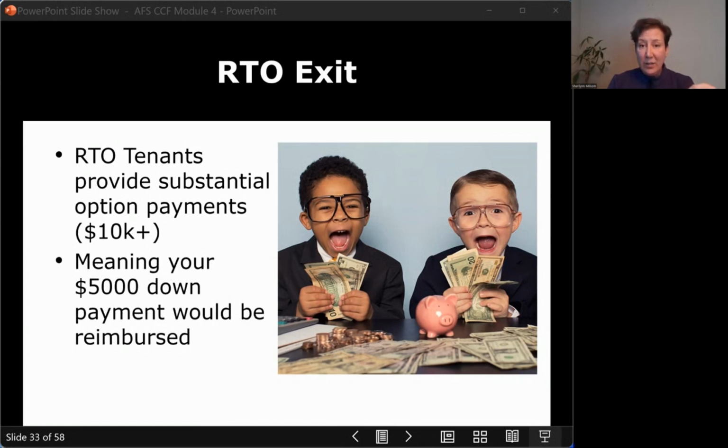So that $10,000 would have reimbursed our $5,000 in down payment, plus it would have covered our holding costs for the couple of months while we found the rent-to-own tenant, meaning we would have had zero cash in the property, and our return on investment would be infinite. Phew. I can hear the minds exploding.